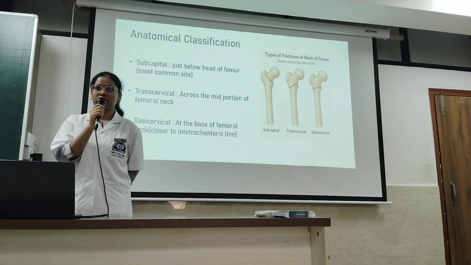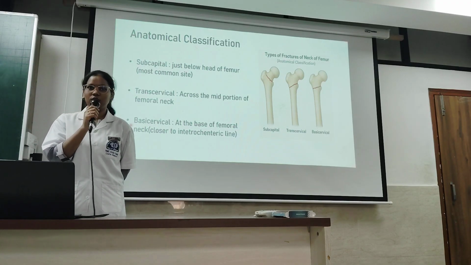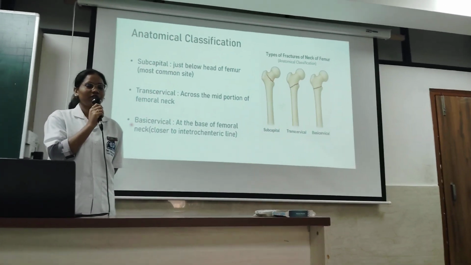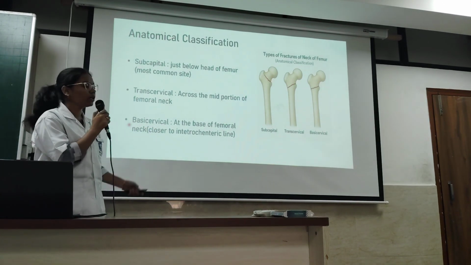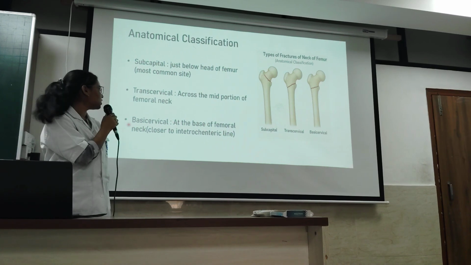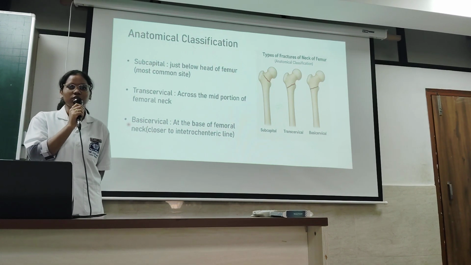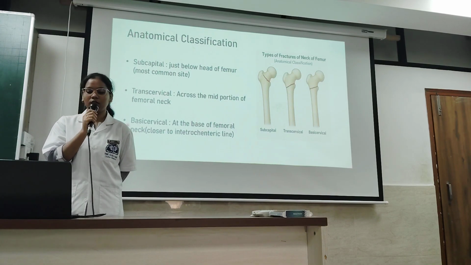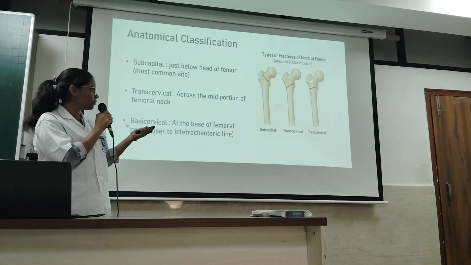Our third classification is the anatomical classification. It is based on the anatomical location of the fracture. The first type is subcapital. The fracture is just below the head of the femur. It is the common site of fracture. Second is transcervical. The fracture is at the mid portion of the femoral neck. And third is base cervical, that is basal. The fracture is at the base of the femoral neck.